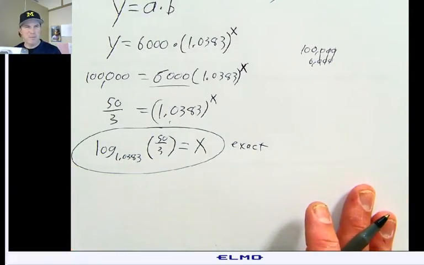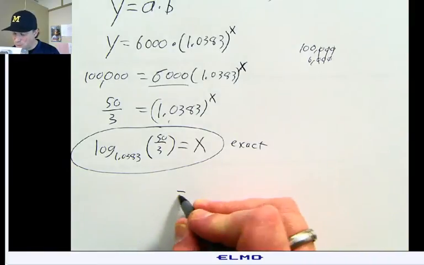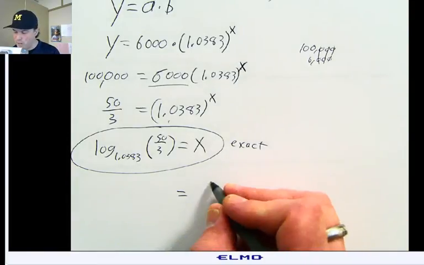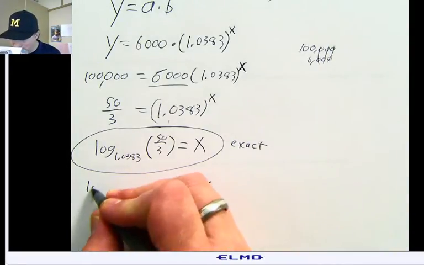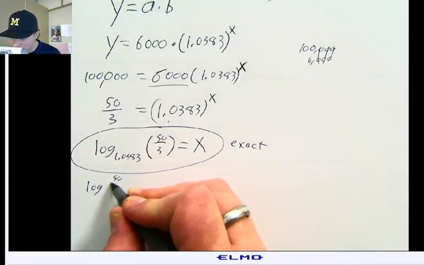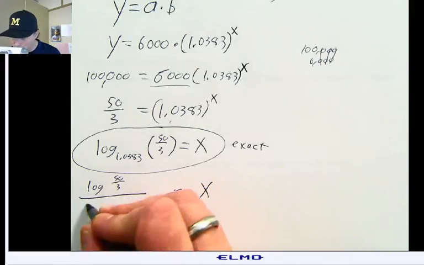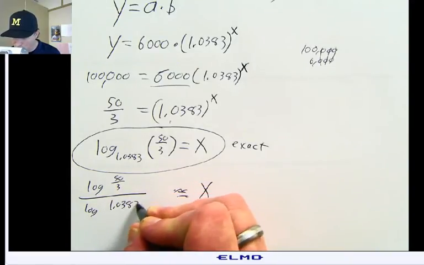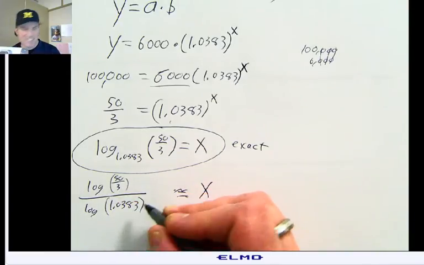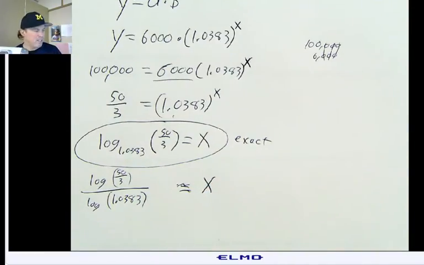But story problems, we don't normally answer with an exact answer. We answer with a decimal approximation. So we show our next step, which is using that change of base. So it becomes log of 50 over 3 divided by log of 1.0383. And these are log base 10s. And at this point, I can put all this into my calculator.